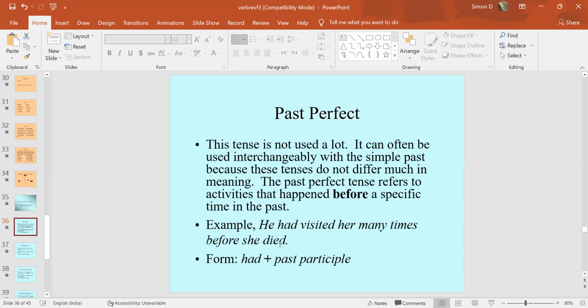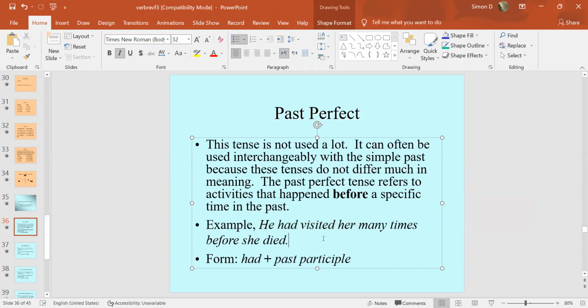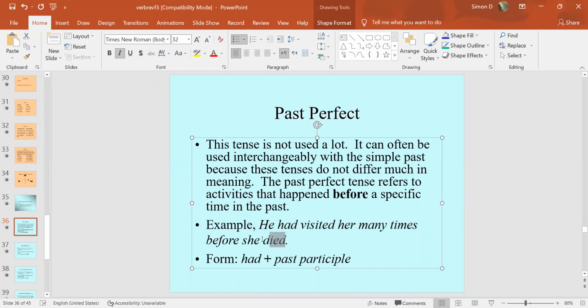But the thing is to be more specific. The past perfect tense refers to activities that happened before a specific time. So there is a specific time that she died. That is the specific time that we are referring to. Before that, he used to visit her. There is a difference in saying he visited her. He visited her many times is just past tense, like in the past he used to visit her. But we are actually saying that before a specific time, which is when she died, before that he used to visit her.